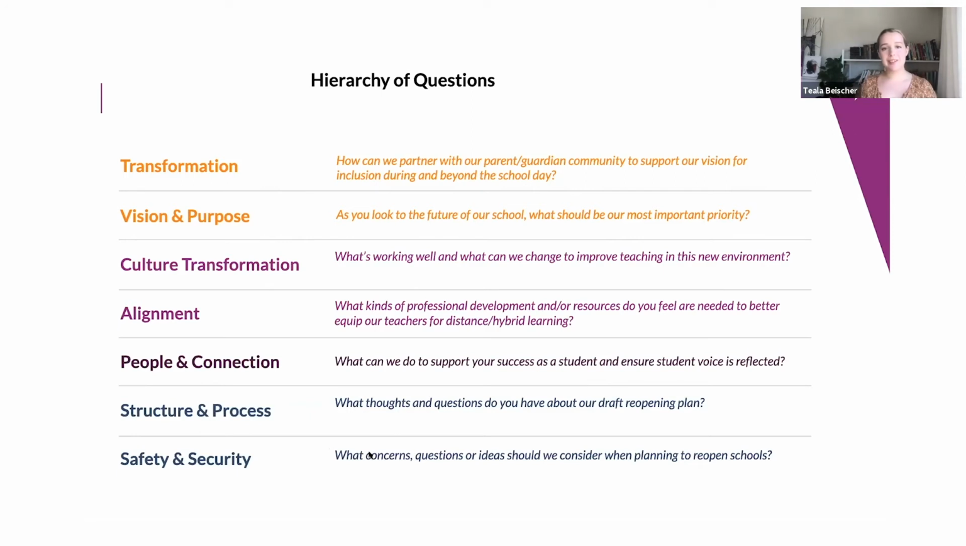So our safety and security question is, what concerns, questions, or ideas should we consider when planning to reopen schools? Structure and process, we're thinking about: what thoughts and questions do you have about our draft reopening plan? So maybe that's something you've put together using state guidance, your local knowledge, and the feedback from your safety and security exchange, and you've shared it out and now you want to gather feedback and make edits to it. Or you created the plan before some changes in transmission rates in your area or your region. So you really need to get a sense of exactly where people are at now.